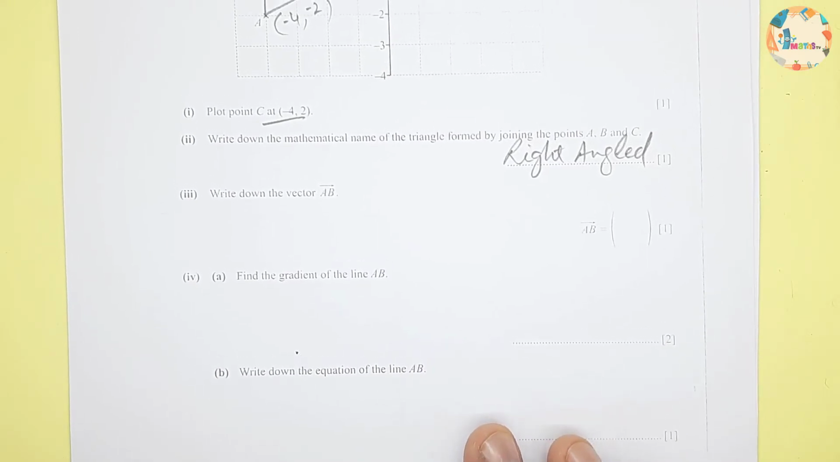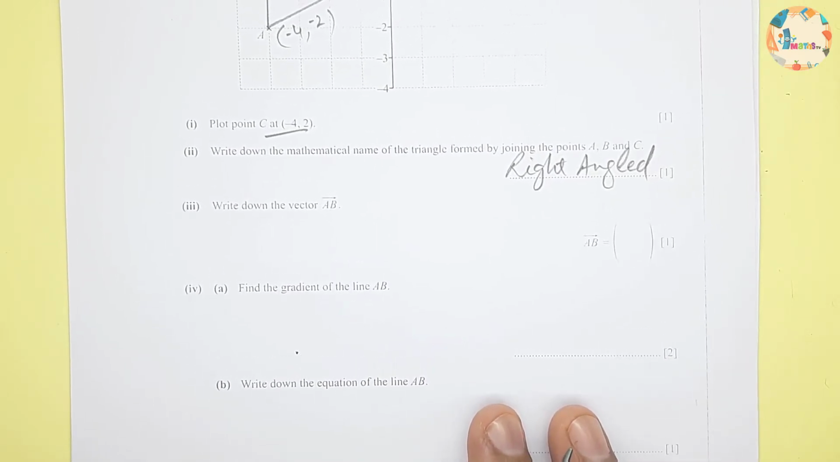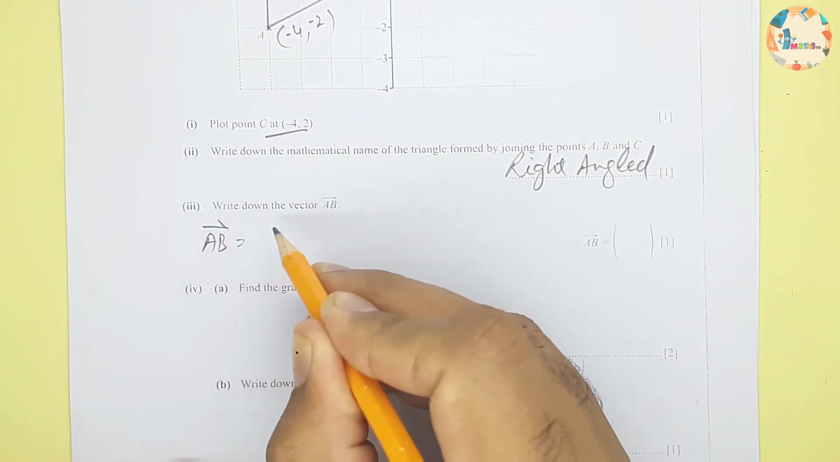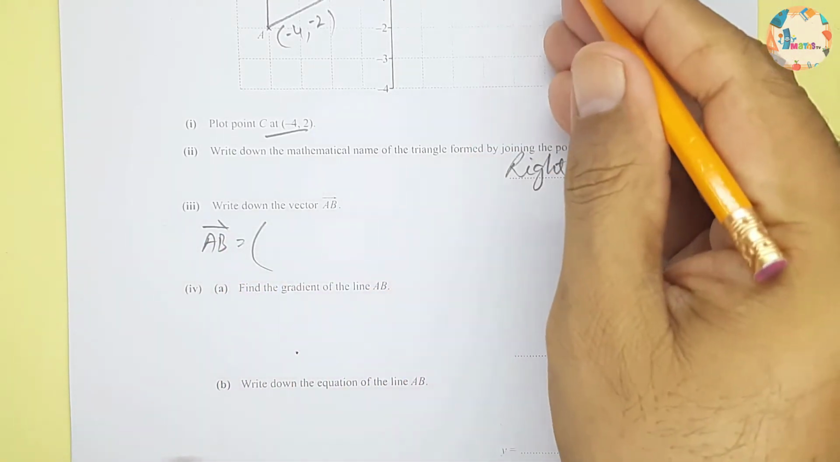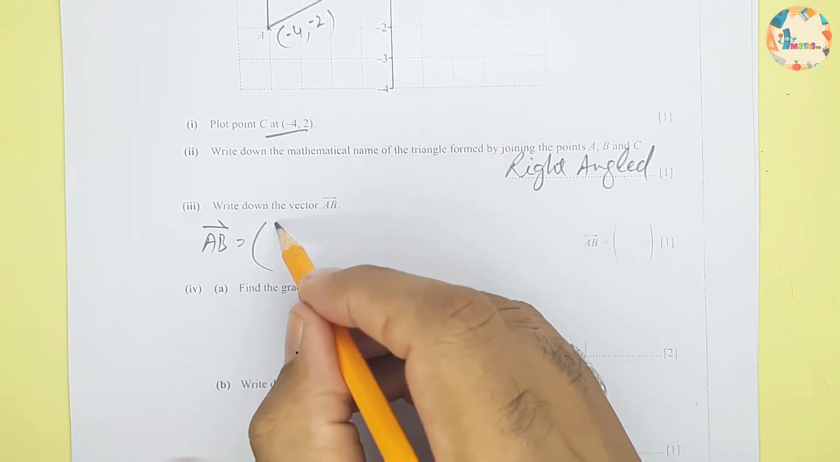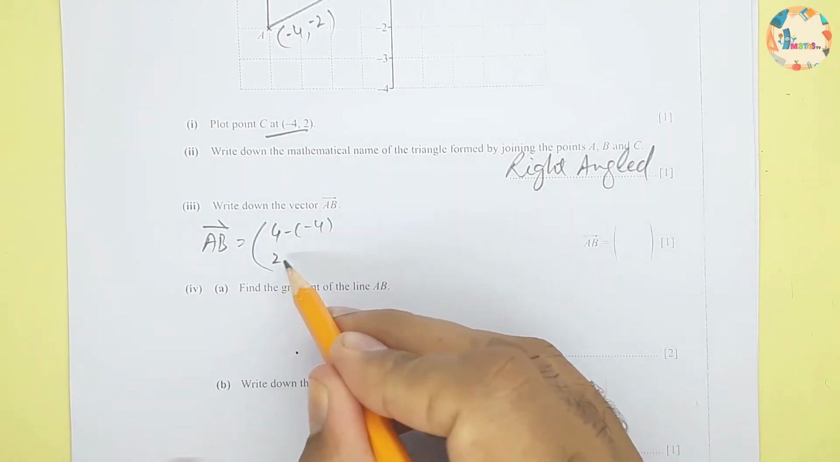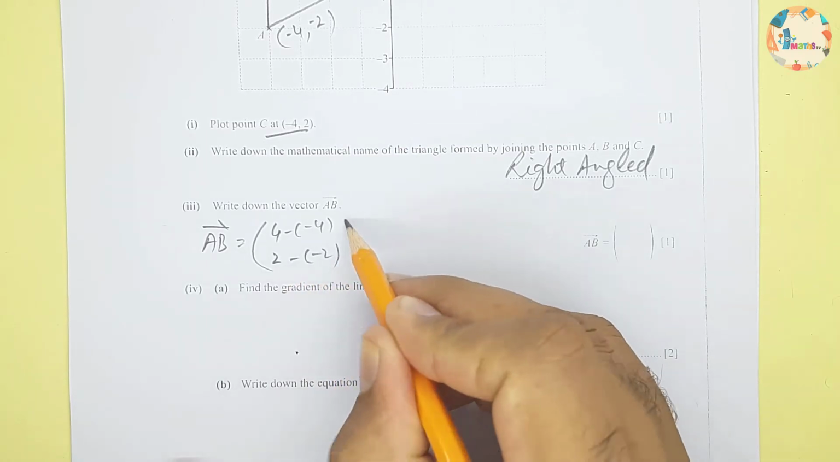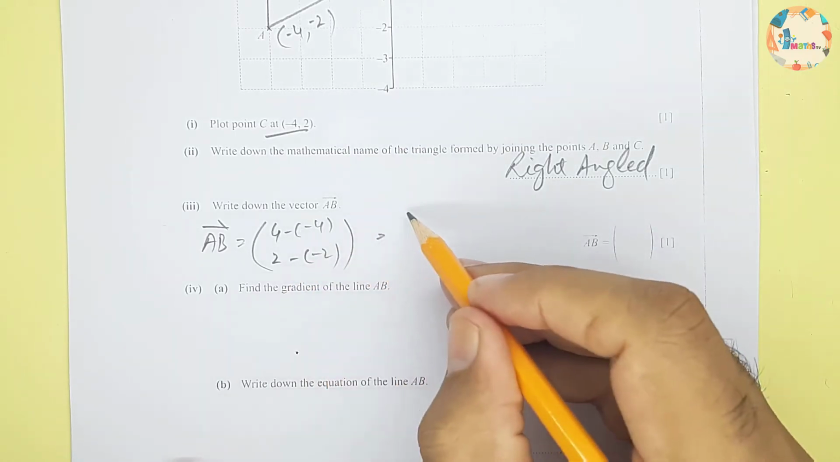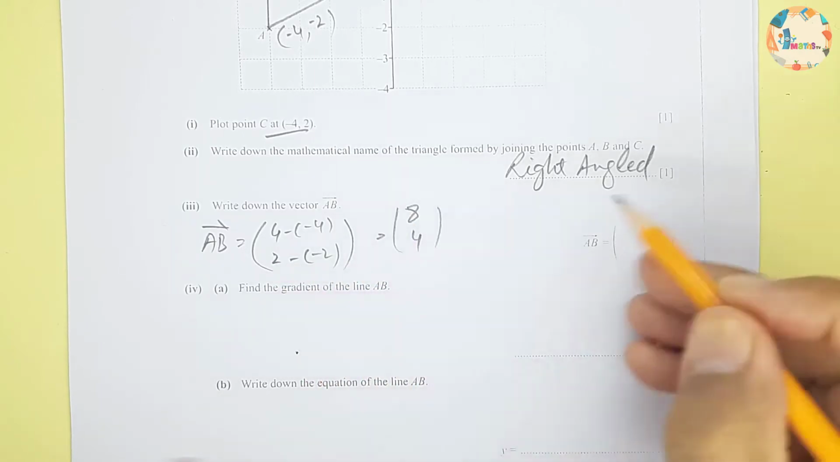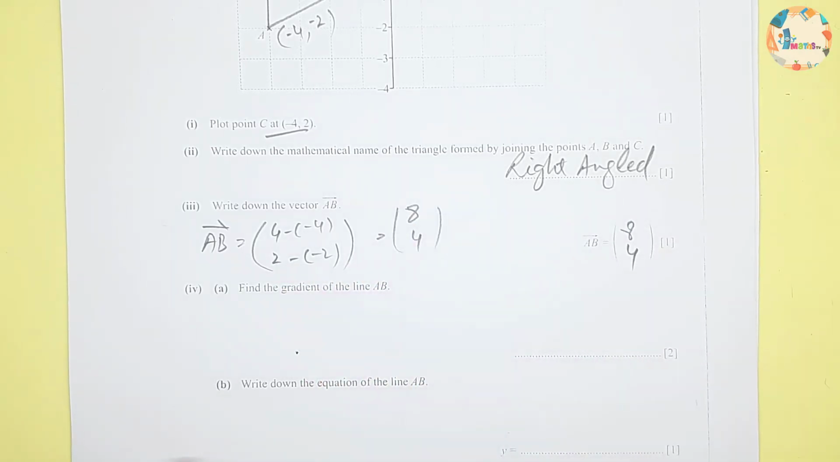So AB will be the coordinates of B minus the coordinates of A, so 4 minus -4, and then 2 minus -2. So 4 plus 4 will be 8 and 2 plus 2 will be 4, so these will be the coordinates, and we are writing them over here.